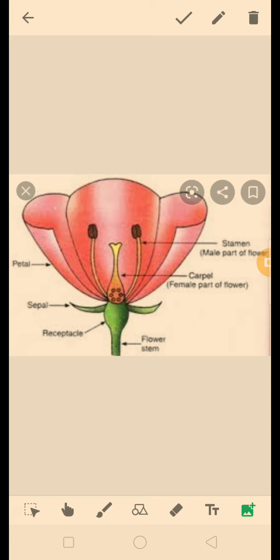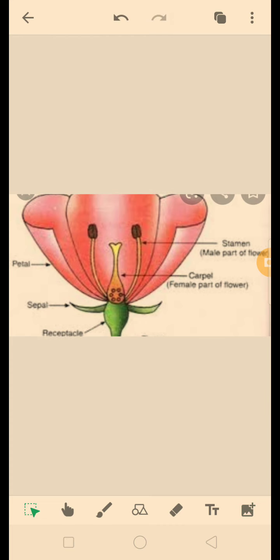The other parts of the flower are the petals, which are colorful and attract the insects, the sepals that protect the flower in the bud formation, the receptacle, and then there is the flower stem. So these are the main parts of the flower, that is sepal, petal, carpel and stem. And carpel consists of three parts: ovary, style and stigma.